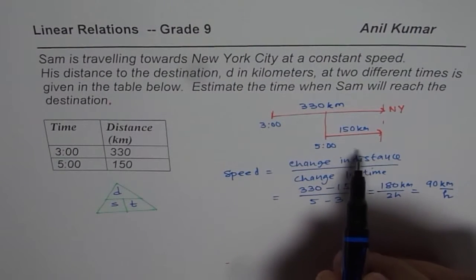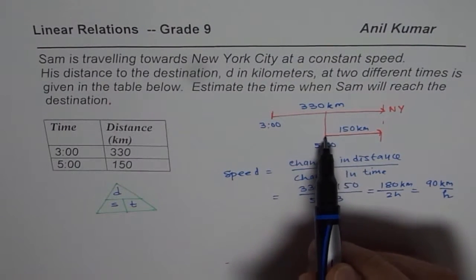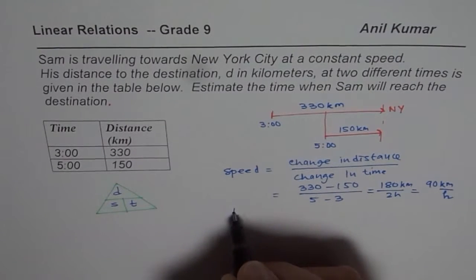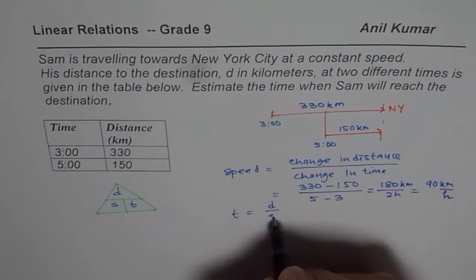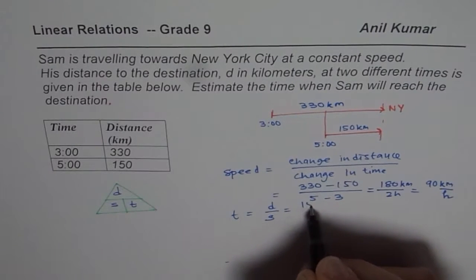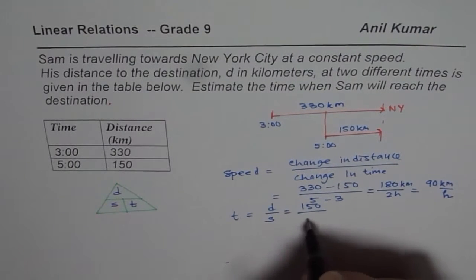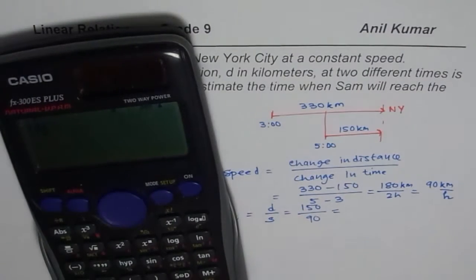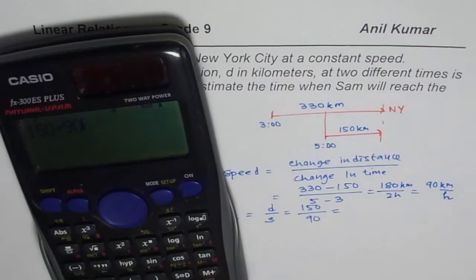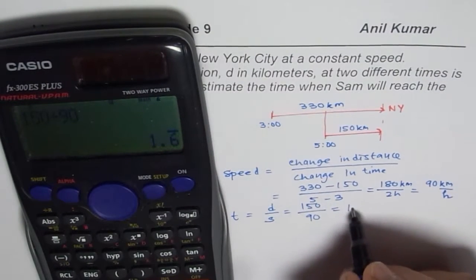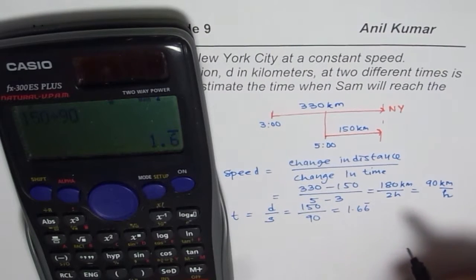Now with this speed, how much time will you take to cover the balance 150 kilometers? That is what we're trying to find, right? So we know time is equal to distance over speed. In this case, distance left is 150, so we divide 150 by 90 to get the time. We get 5 over 3. In decimals, it is 1.66, 6 recurring, right?